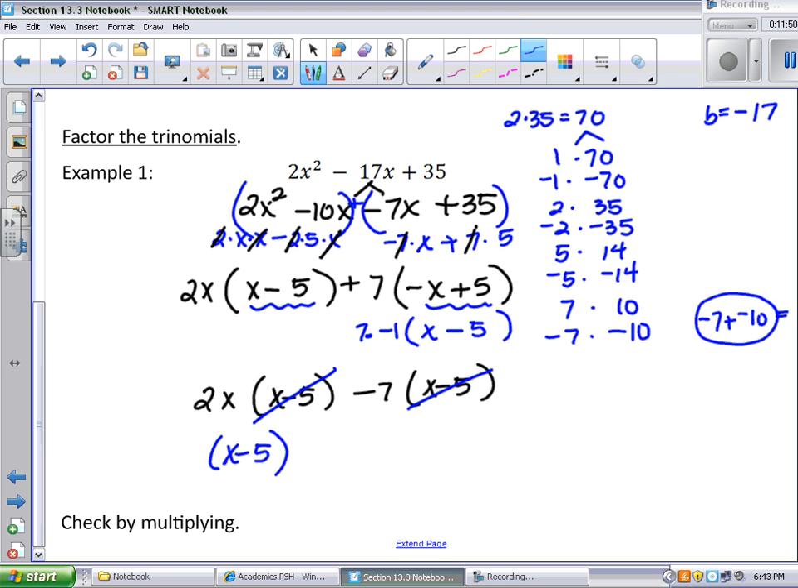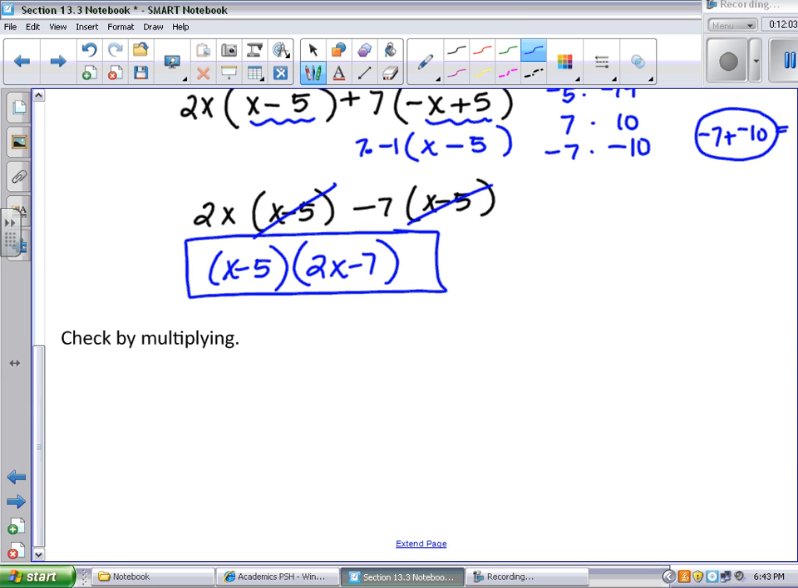I can factor out that common factor, and in parentheses, what's left is 2x minus 7. Both minuses are inside parentheses. I know that I'm done factoring. Now I'm going to go ahead and check this.